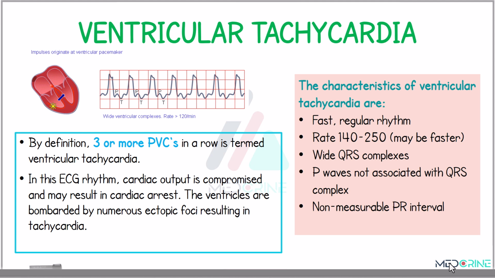The characteristics of a ventricular tachycardia are: the rate will be fast and regular in rhythm. Then we'll be having a rate of between 140 beats per minute to 250 beats per minute or even faster. Looking at this scenario, we have a wide QRS complex, and the P waves in this case are not associated with the QRS complex. And if the P waves are not associated with the QRS complexes, we don't expect to measure the PR interval. It is basically non-measurable.